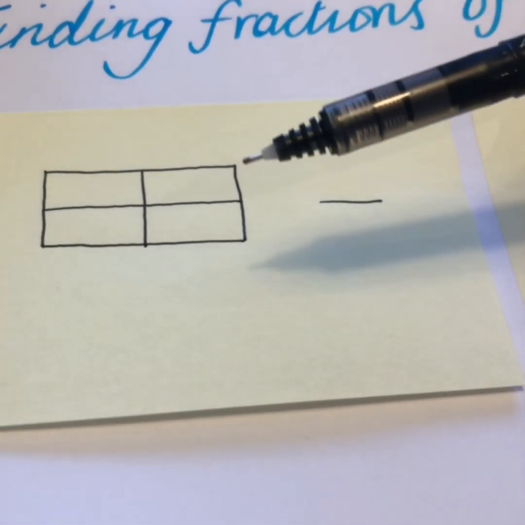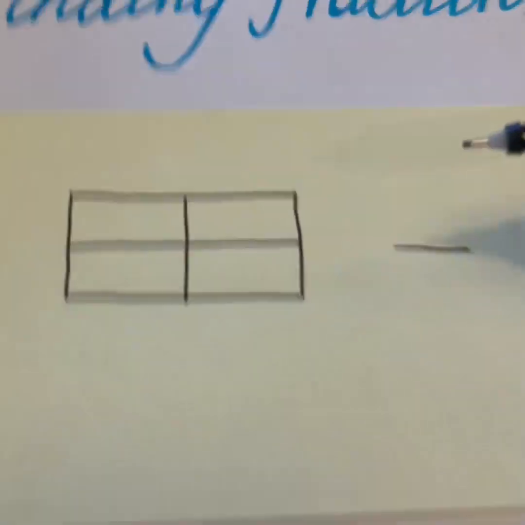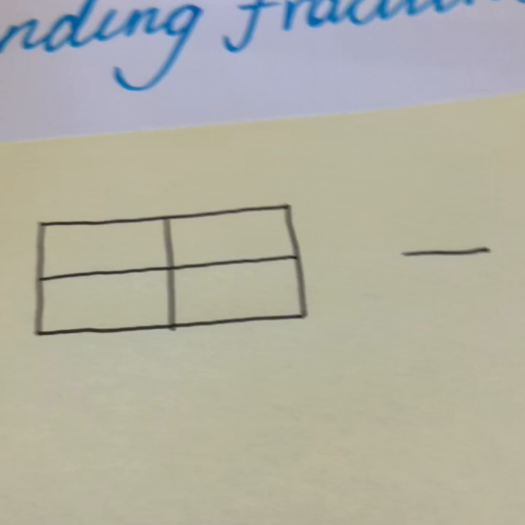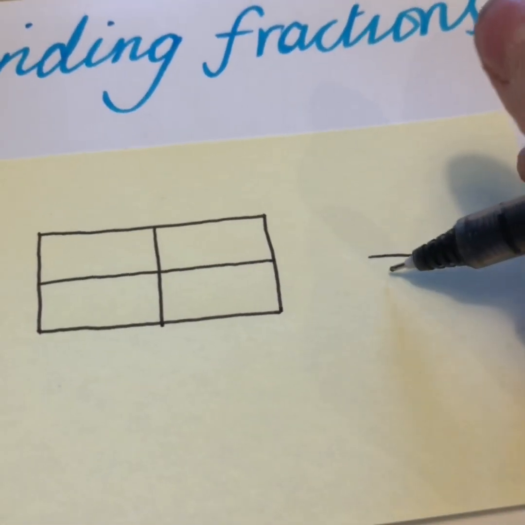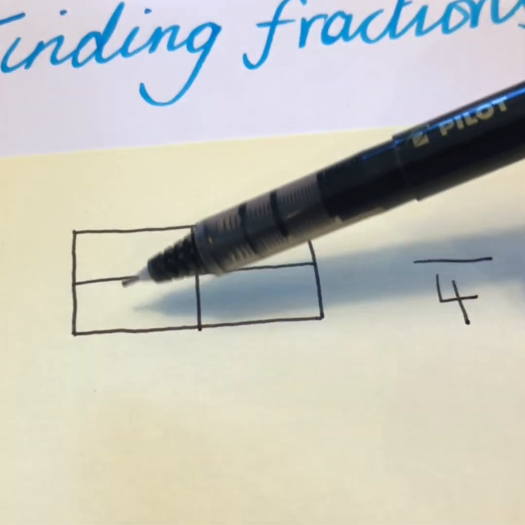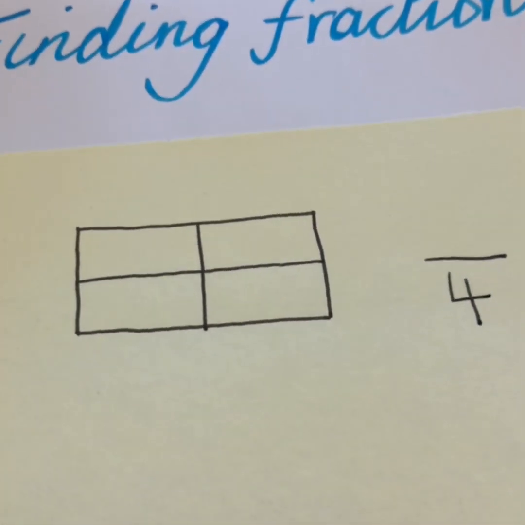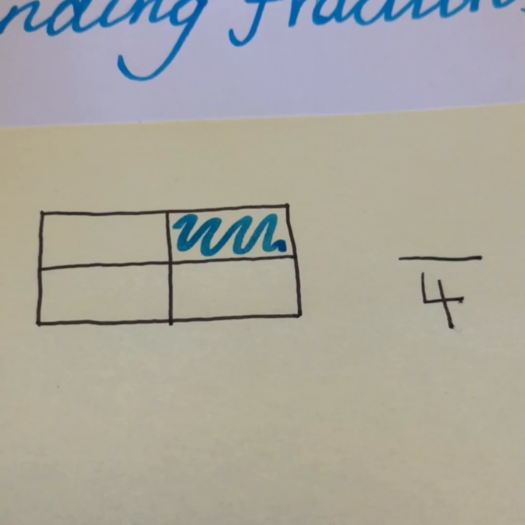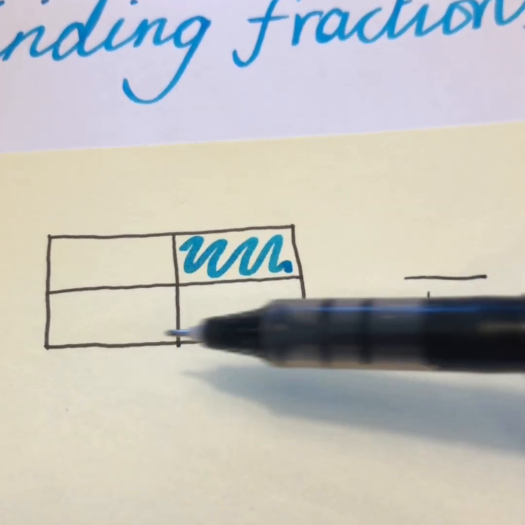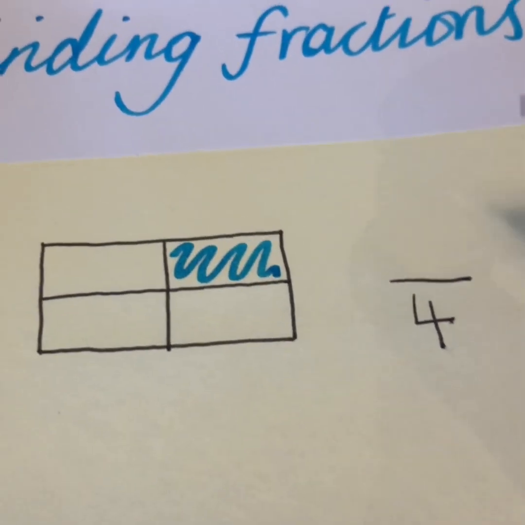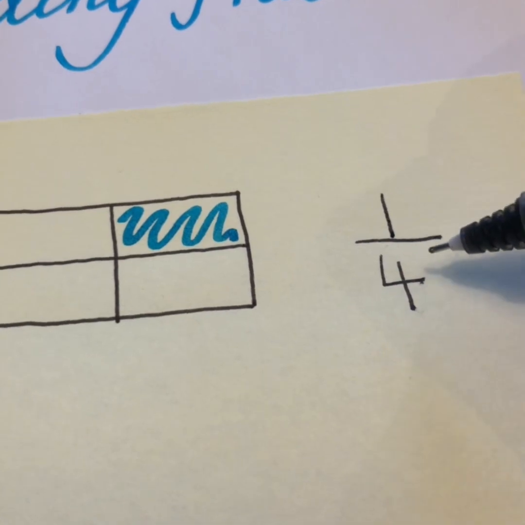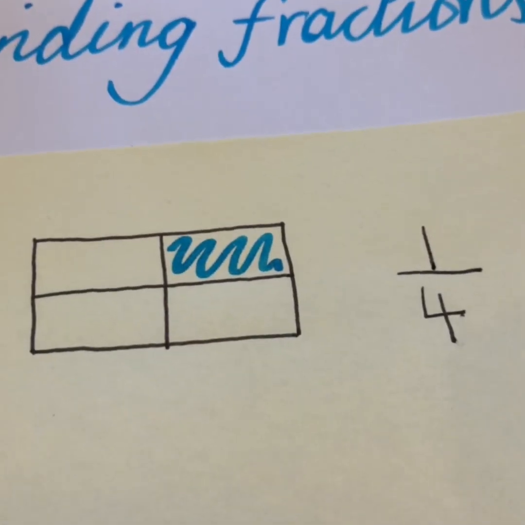So if we start with this shape, this rectangle, it's been divided into 4 equal parts. So in this case, the denominator would be 4. And at the moment, no parts have been coloured in yet. I haven't decided what I want yet. So if I shade in 1 part out of 4, 1 equal part out of 4 equal parts, I then need to put my numerator as 1. 1 out of 4 equal parts.